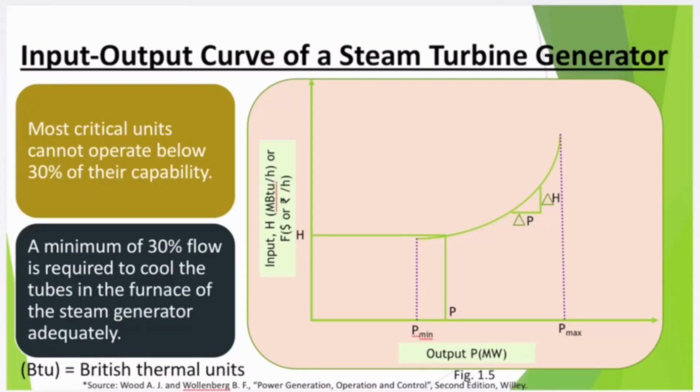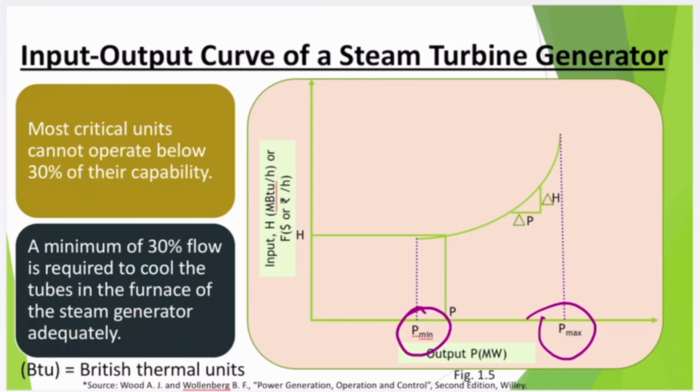Now, if you draw the characteristic as we discussed earlier, you can see the y-axis, which represents the rupees per hour, the amount of money being spent per hour to generate power, and the x-axis shows the power output of the plant. My emphasis here is to highlight two important points: one is P min, and the other is P max. So when we say the power output is P, why is there a P min or P max?